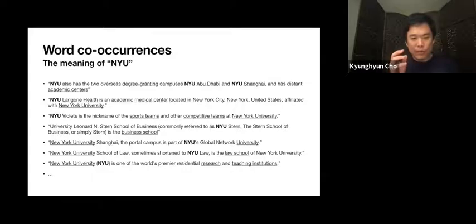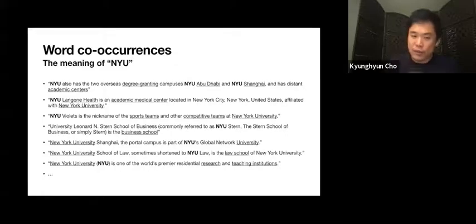But then, do you see what I see? By simply looking at all these sentences in which NYU appears, I almost feel like I get this sense that I know the meaning of what NYU is. And how do I know that? Or how did I get the sense? Is because I see a pattern of the words that appear together with NYU.